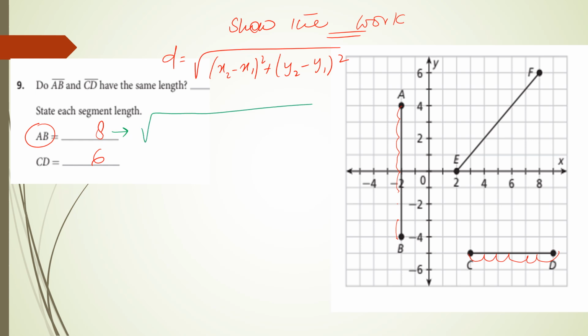So AB. What are the coordinates of A and B? First we write the x value, that is -2, and then the y value, which is 4. And then we have to take the coordinates of B. B is -2 and -4. Okay, put it in the formula.